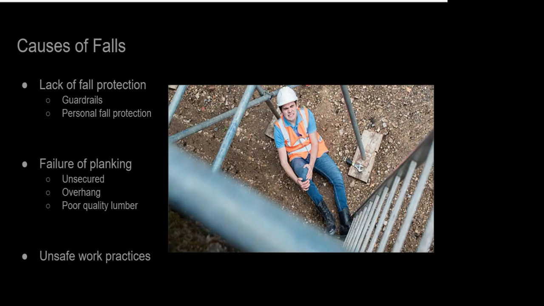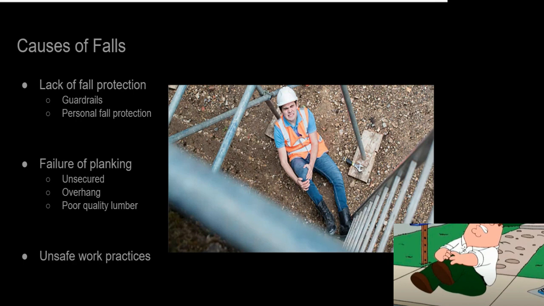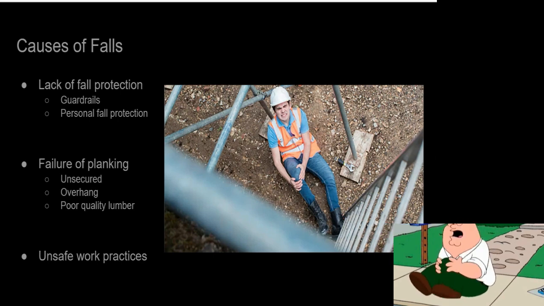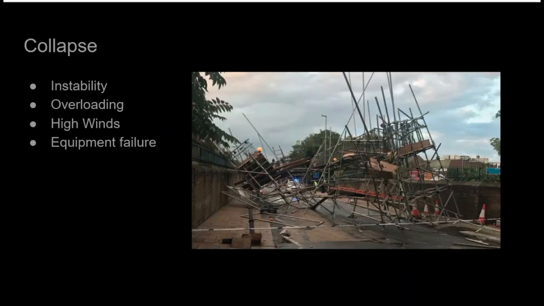Lack of fall protection and the failure of planking are common causes of falls from scaffolds. Planking may be unsecured with too little or too much overhang, or made from poor quality lumber. Unsafe work practices like standing or sitting on a guardrail also lead to falls. You will learn more about fall protection and safe and unsafe practices later in this course. Scaffolds collapse when they are unstable or overloaded and from high winds and equipment failure.